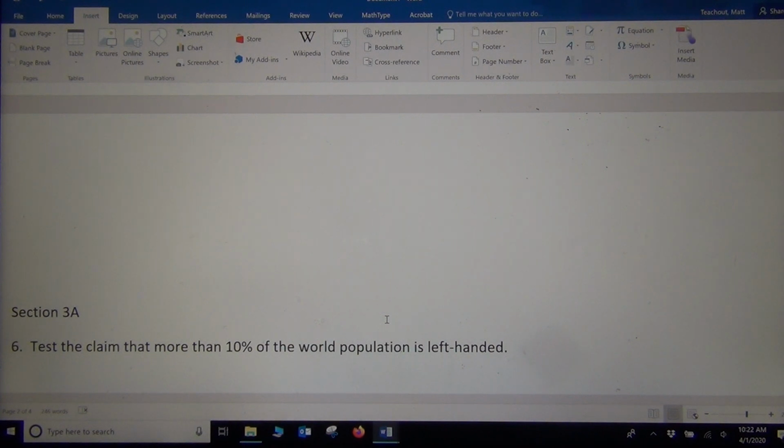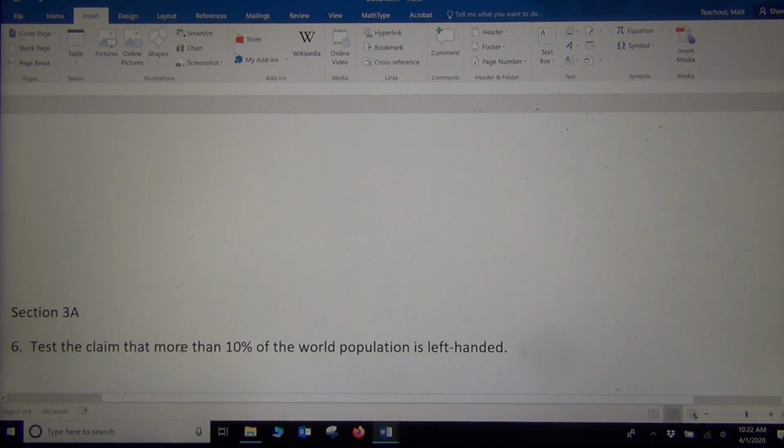So the directions, by the way, for this problem were to read the statement and try to figure out what the null and alternative hypothesis would be, what type of test, and then what is the claim. So we're trying to figure out the null hypothesis, H0, the alternative hypothesis, HA, and what the claim would be and what type of test we're dealing with, all from this one statement. Okay, so let's see if we can do that.